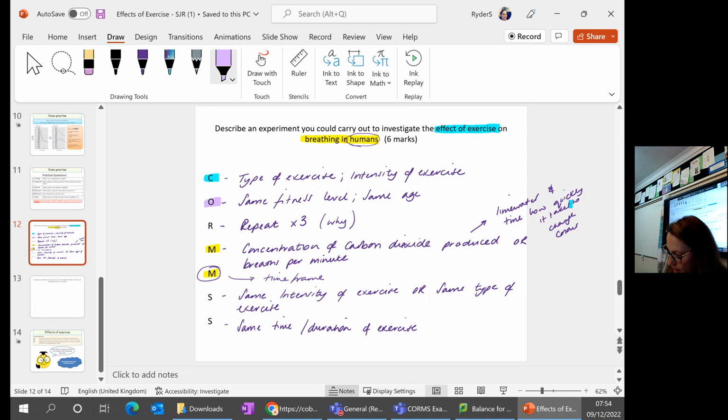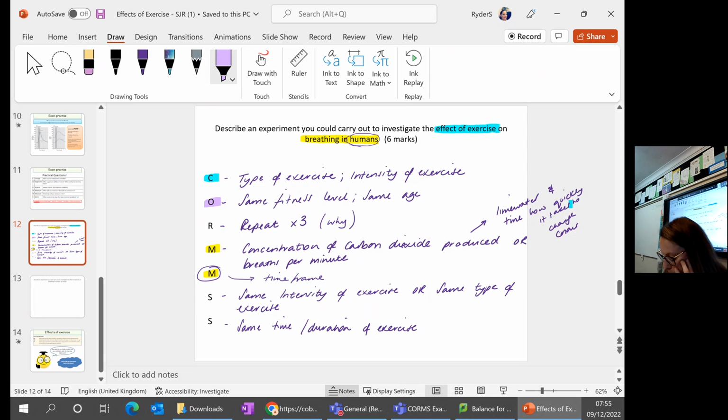All right, and then the other, because you put 2 S's here, the other S means that I just need to give another control variable. And even if it's only 5 marks rather than 6, I would still put another control variable just to be on the safe side, just in case you don't get marks for one. Okay. And the other control variable that I've put there is obviously the time of the exercise or the duration of the exercise. So say, for example, I'm carrying out this practical and one of my individuals exercises for 5 minutes, but the other one exercises for 10. That is going to have a massive impact on the results, because they have doubled the time that they are exercising for.